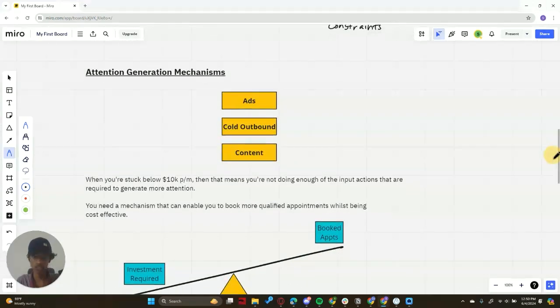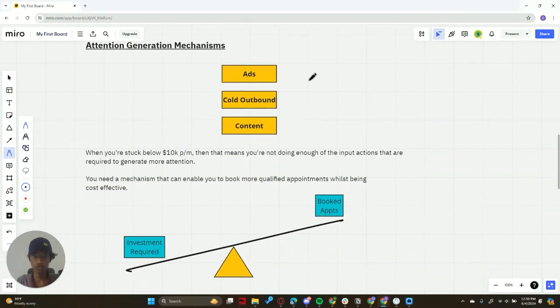Now, let's look at some attention generation mechanisms. Common ones are ads, cold outbound, and content. Ads and cold outbound are supposed to give you more results in lesser time, right? You get short term, quick results, if you want to call it that, for a lack of a better term. And content is more long term.